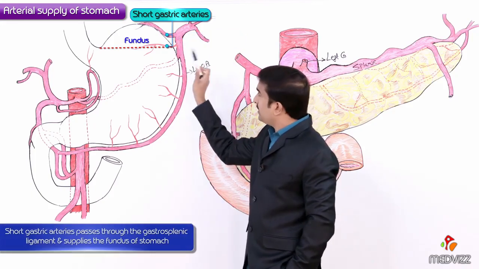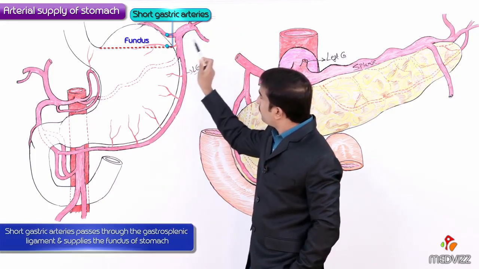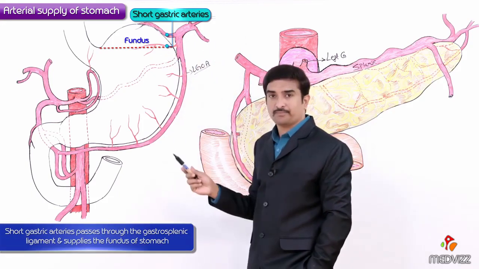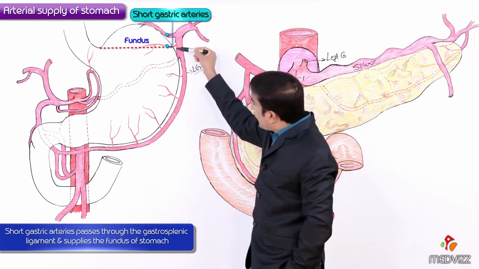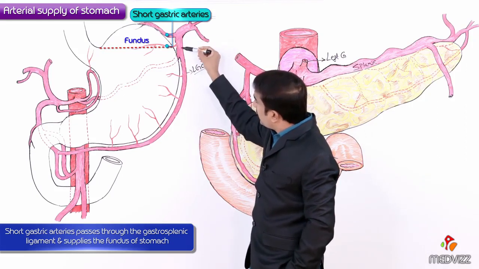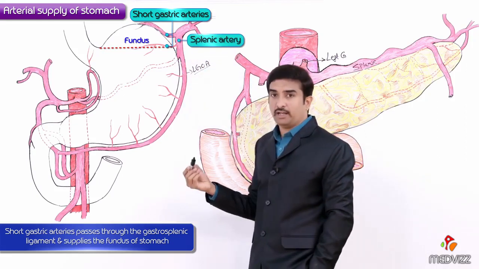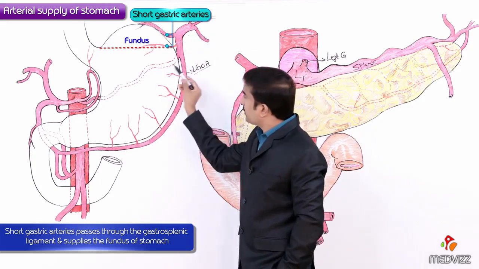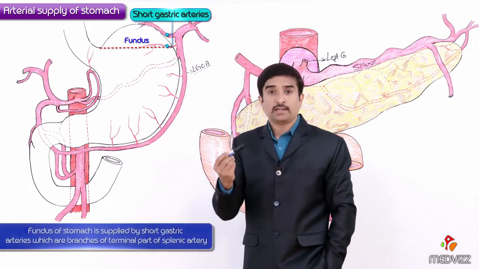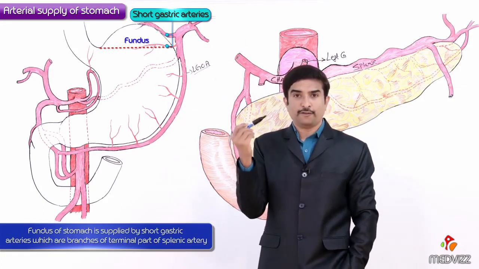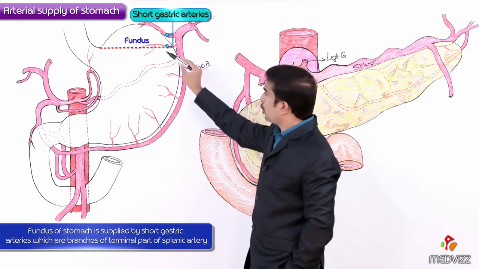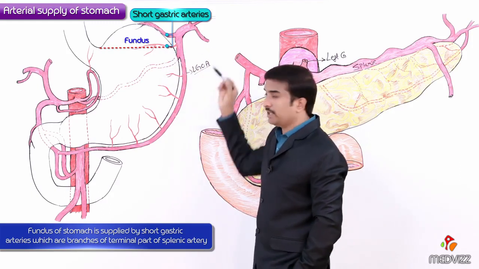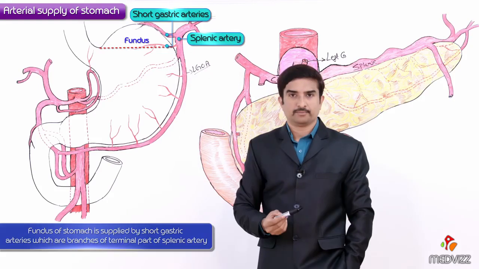So we have a ligament between the fundus of the stomach and the spleen called the gastrosplenic ligament. These short gastric arteries, which arise from the terminal part of the splenic artery, pass through this gastrosplenic ligament and supply the fundus of the stomach. So what is the arterial supply of the fundus of the stomach? Short gastric arteries, which are the branches of the terminal part of the splenic artery.